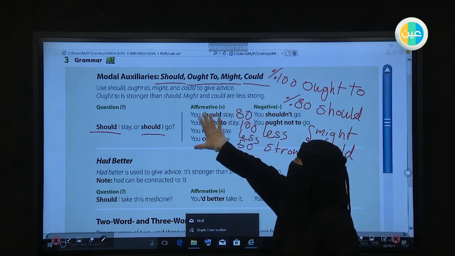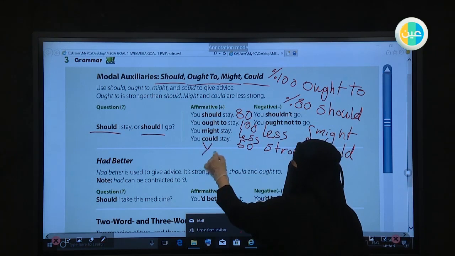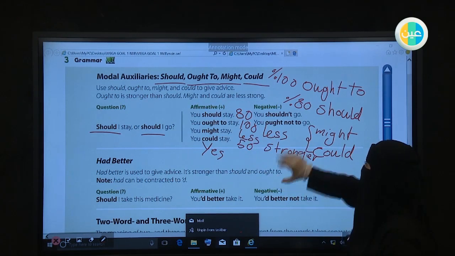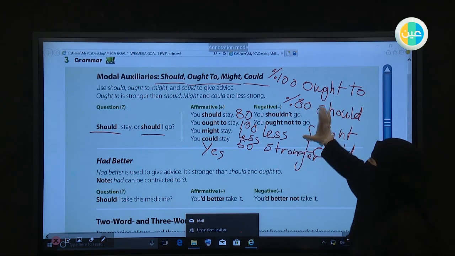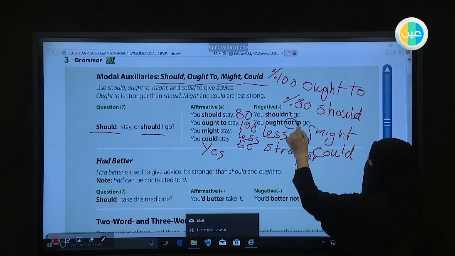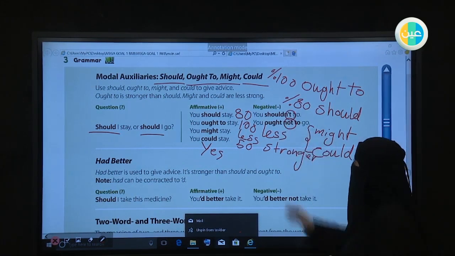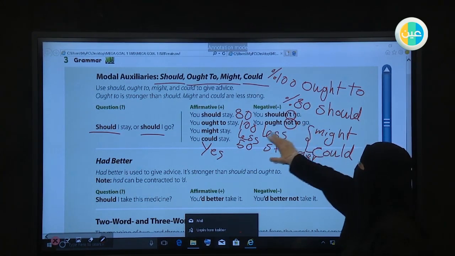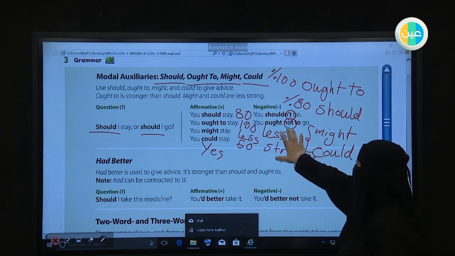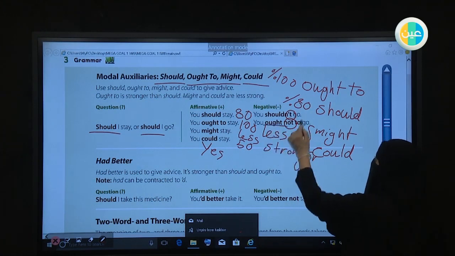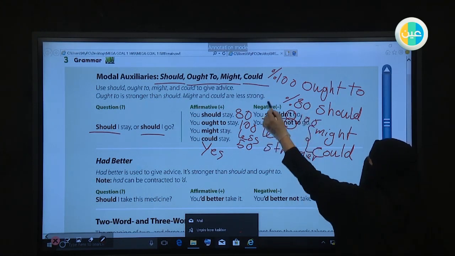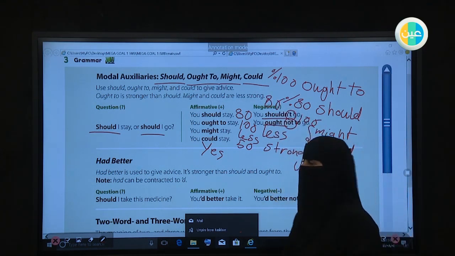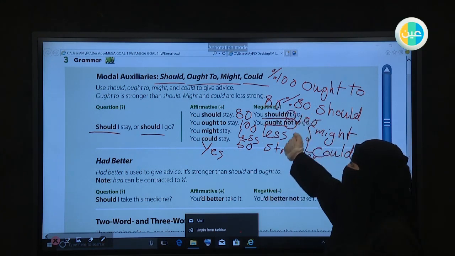If you have an affirmative, it means yes. Affirmative with the modal auxiliaries. If you want to answer with the negative, you just put not after the modal auxiliaries. So you shouldn't go or you ought not to go. As we said before, ought to is 100% and shouldn't is 80% that you don't want him to stay. Okay, this is the first section of our lesson today.